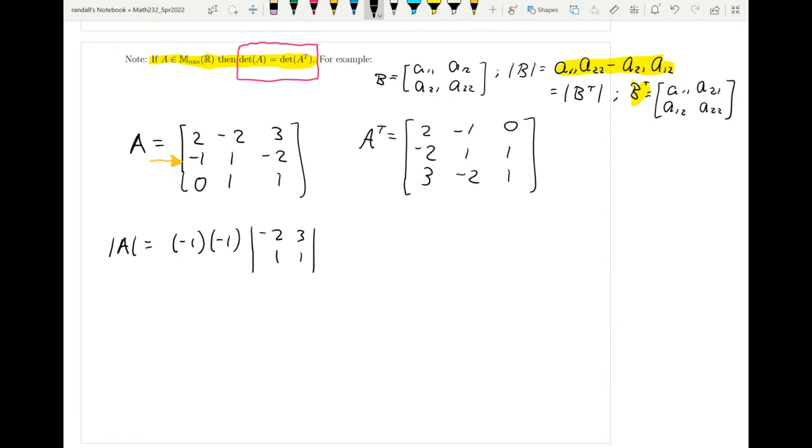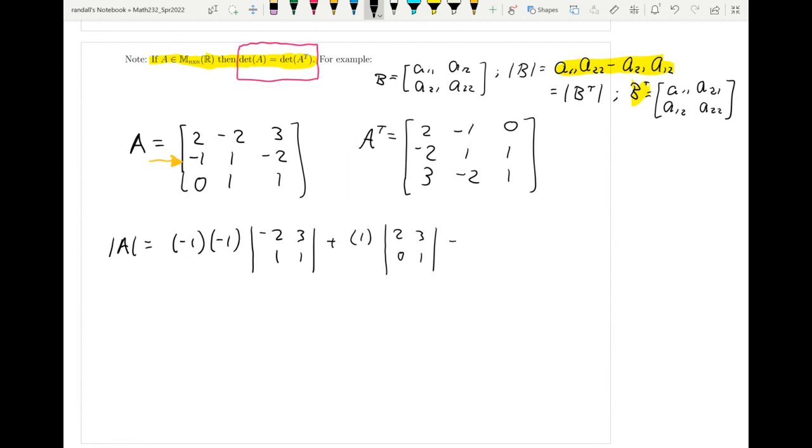Then I move across to the 2,2 entry. So that term comes with a minus 1 to the 1 plus 1, or 2 plus 2, so it gives me a plus sign. So no change of sign there. So there's the entry 1, and then the submatrix is going to be 2, 0, 3, 1.